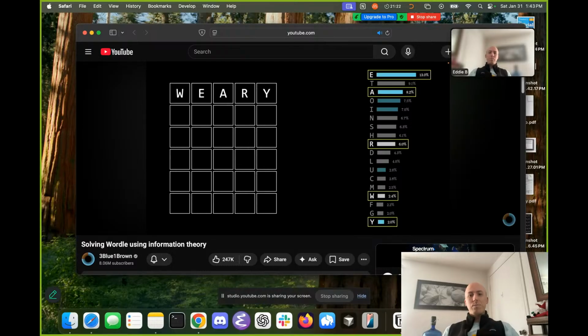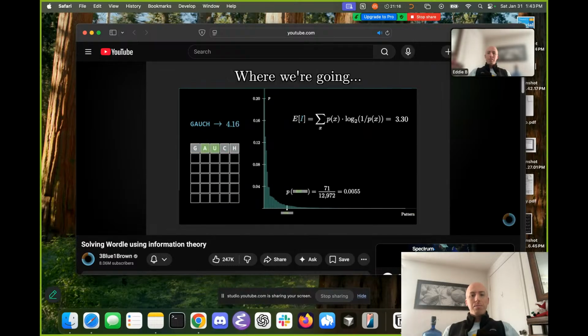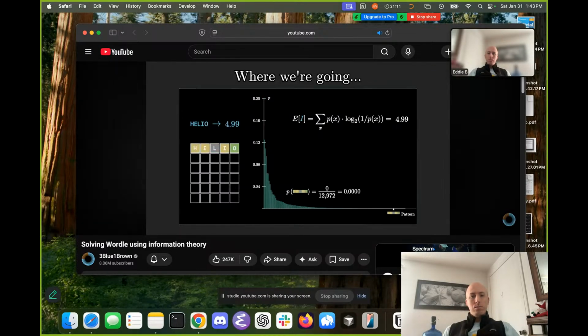Now, a friend of mine said that he liked to open with the word weary, which kind of surprised me because it has some uncommon letters in there, like the W and the Y. But who knows, maybe that is a better opener. Is there some kind of quantitative score that we can give to judge the quality of a potential guess?